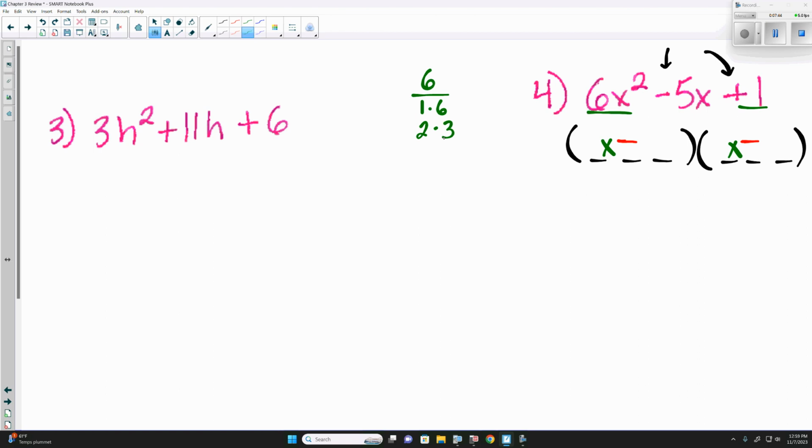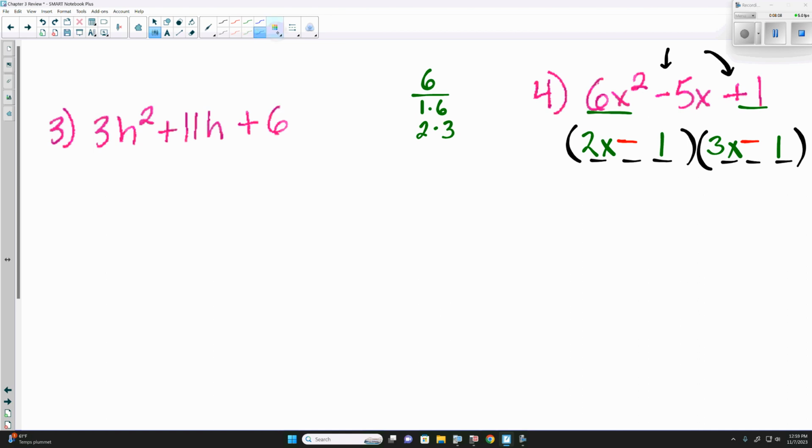Which one do we want to try first? 2 and 3. So we'll have 2x and 3x. Now where we put the 2 and 3 isn't as important right now because we will check it later, but we do plug those in. Factors of 1 are 1 and 1. Since we only have one setup, we can just plug it in.